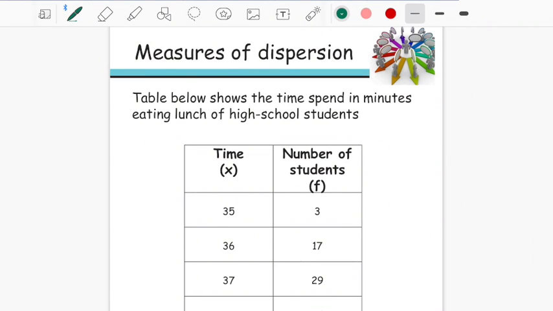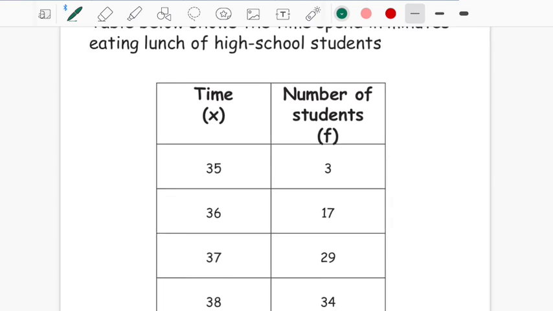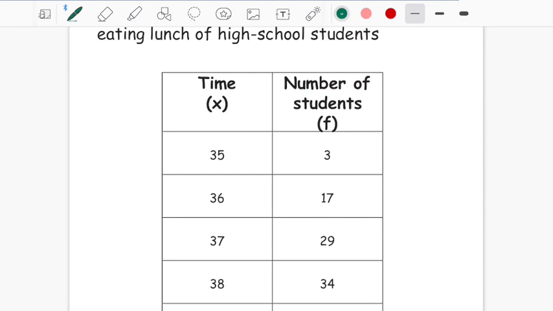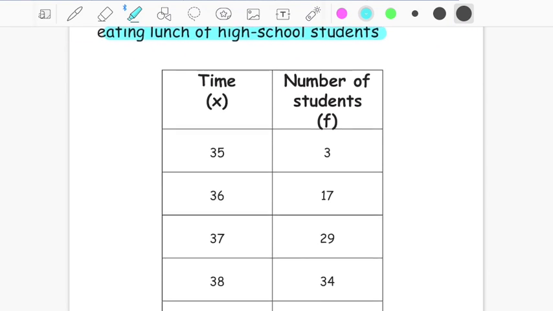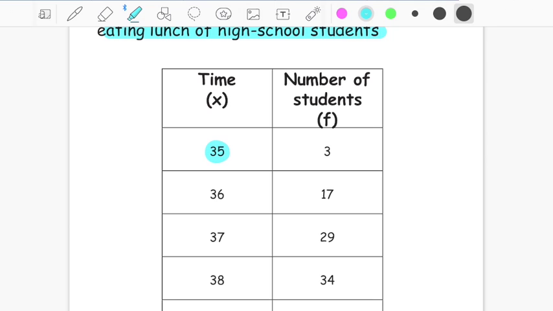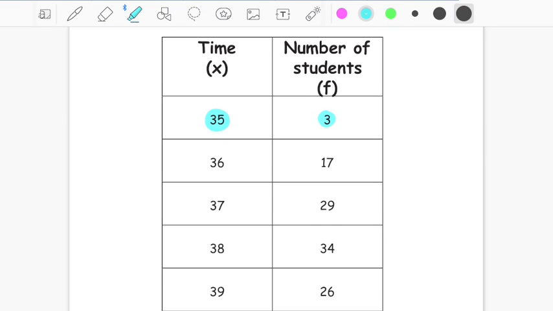All right, let's see this time if the data given to you has frequency as well. Okay, so now you have a table below here. It shows you the time spent in minutes eating lunch by high school students. This is 35 minutes: 3 students took 35 minutes.